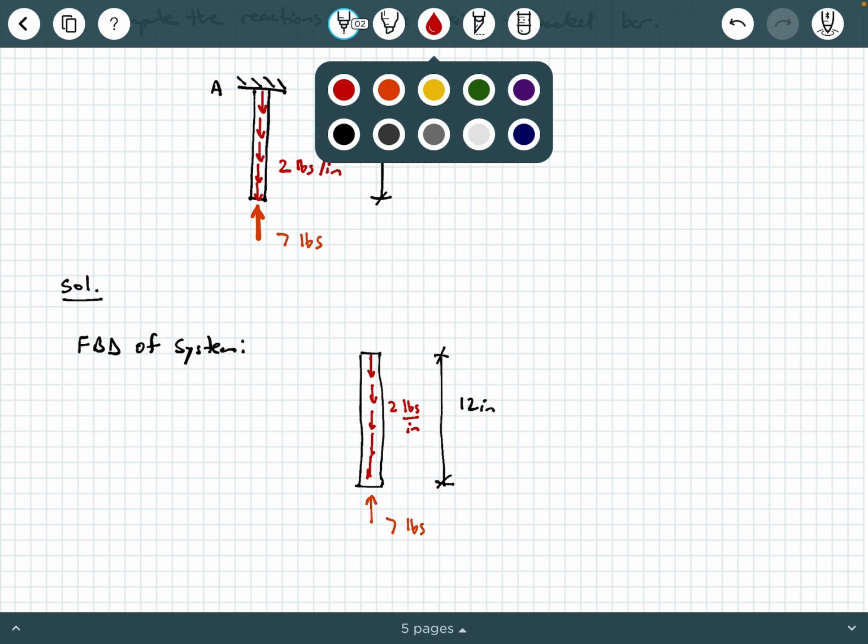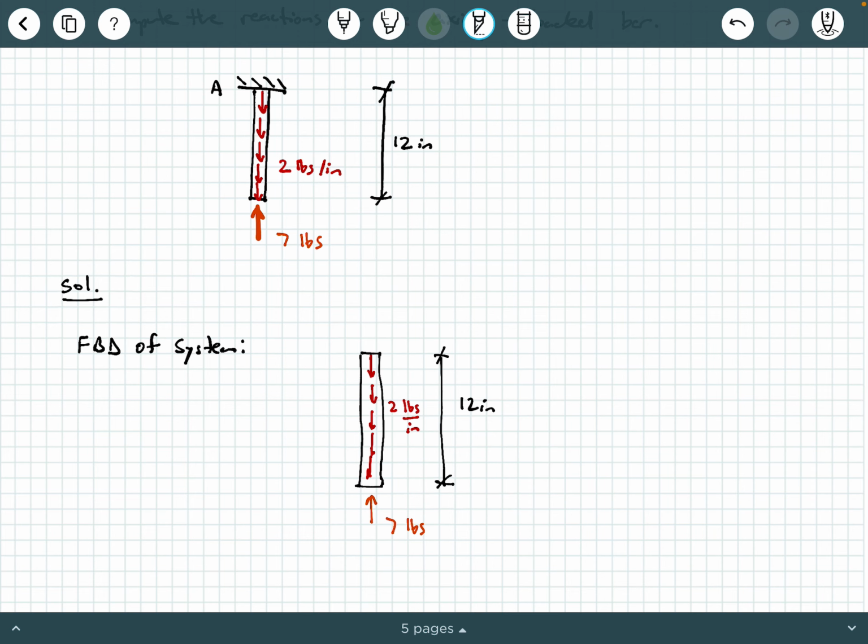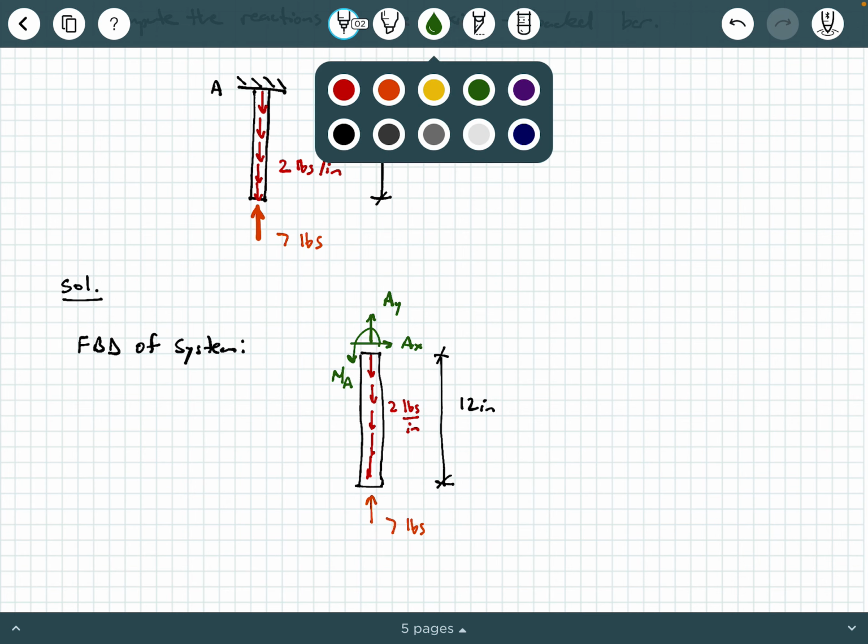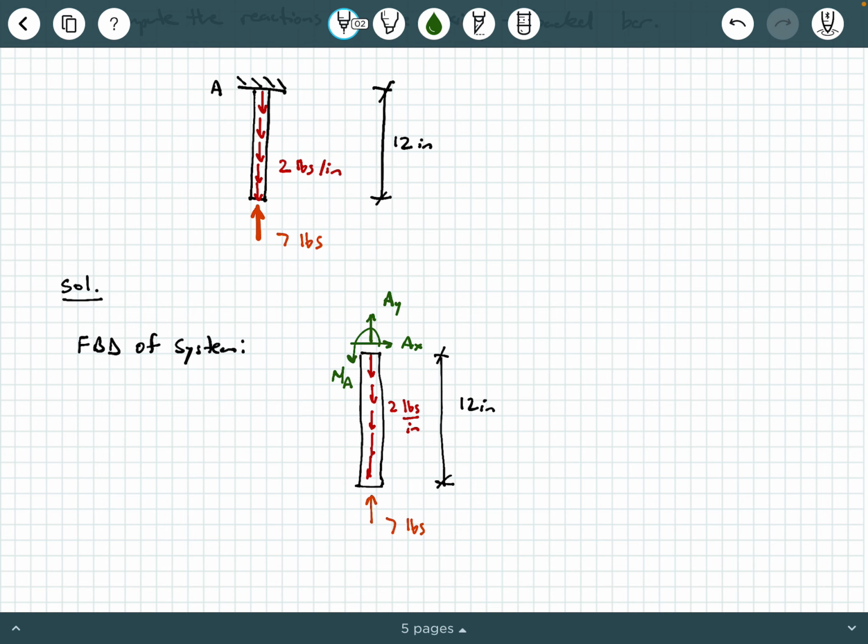Now, what else is unknown? Well, at the fixed connection, how many unknowns do we have? Well, technically, we have 3 unknowns. Technically, we have an AY, we have an AX, and we have an MA, okay? But if you remember, for axially loaded systems that are pure axial loaded, we only really have one applicable equilibrium equation. And what is that? That's going to be sum of the forces along the longitudinal axis equals 0. In this particular problem, that's going to be sum of the forces in the y direction equals 0.